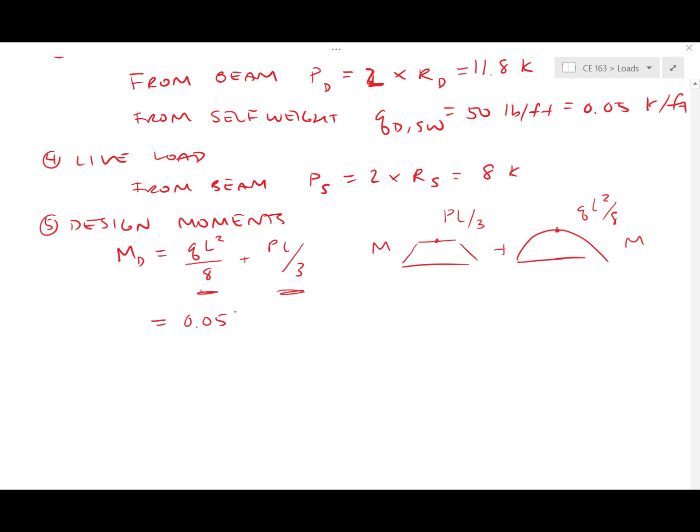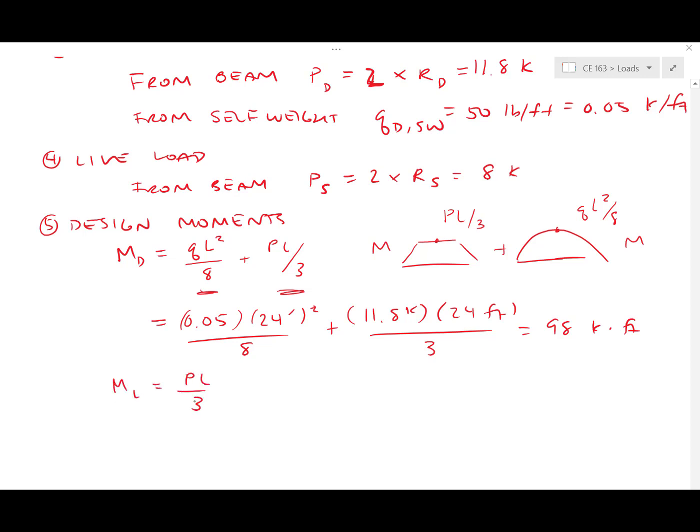Let's plug all this in. 0.05 kips per foot times 24 feet for the girder, squared over 8, plus 11.8 kips times 24 feet over 3 gives me 98 kip feet for the dead moment. I also have a live load moment, and here I simply have the concentrated load, so I only need to include that portion of the moment equation. I have 8 kips times 24 feet for the girder over 3 gives me 64 kip feet due to live load. This is not live. Sorry, this is snow.